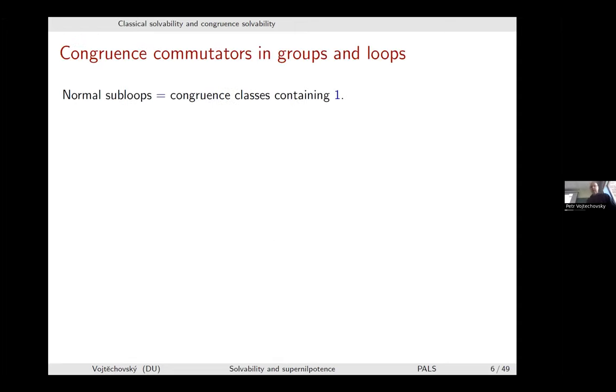Now, what is the relation between congruences and normal subalgebras? Well, it's as in group theory, fortunately. So if you want to go from a congruence to a normal subloop, you just take the congruence class containing the identity element. And if you want to go the other way around, if you have a normal subloop, then you can consider the cosets with respect to this normal subloop that will partition the algebra. And these will be, of course, the congruence classes of the resulting equivalence relation.